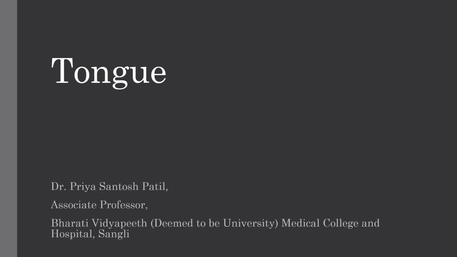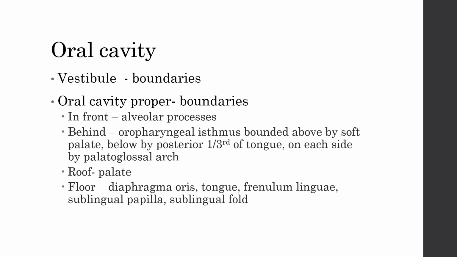Hello students, today we will see the anatomy of the tongue. The oral cavity is divided into the vestibule and the oral cavity proper. The vestibule is the space which is bounded anteriorly by the lips and the cheeks and posteriorly by the jaw with its teeth and the gums.